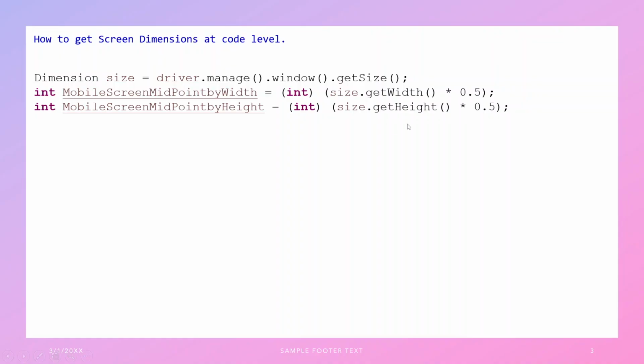What do I have to do? For example, for width, suppose the mobile screen width is 100. If I want to calculate the midpoint, I divide by 2. The same thing I am doing here, multiplying by 0.5, so that I get the value of the mobile screen midpoint. It is the same in the case of height. I'm fetching the height from the size variable and multiplying by 0.5 to get the mobile screen midpoint by height.